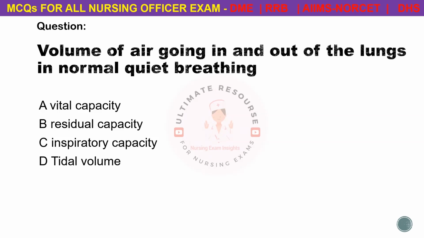Volume of air going in and out of the lungs in normal quiet breathing. Options are A. Vital capacity, B. Residual capacity, C. Inspiratory capacity, D. Tidal volume. The answer is D. Tidal volume.